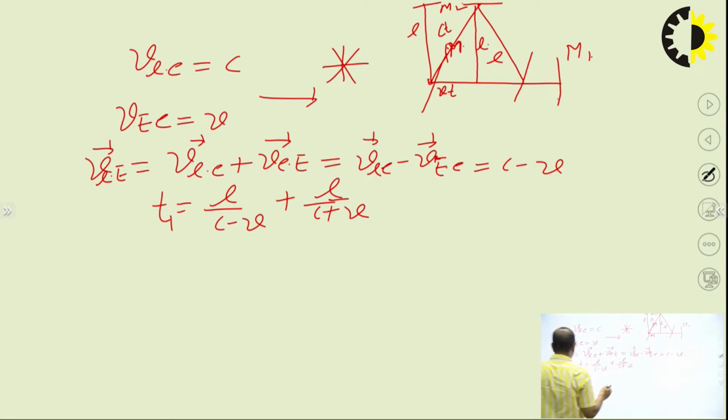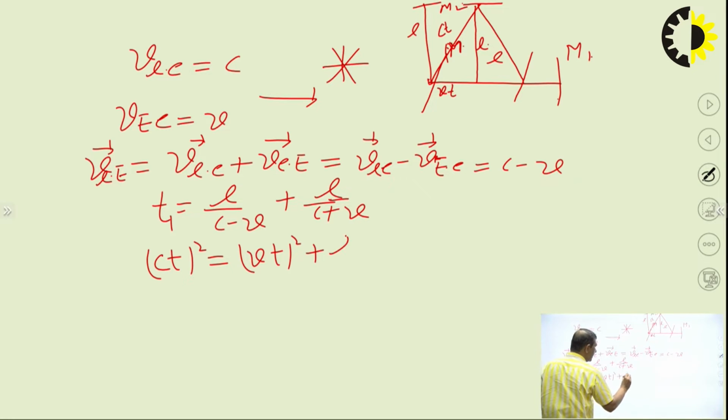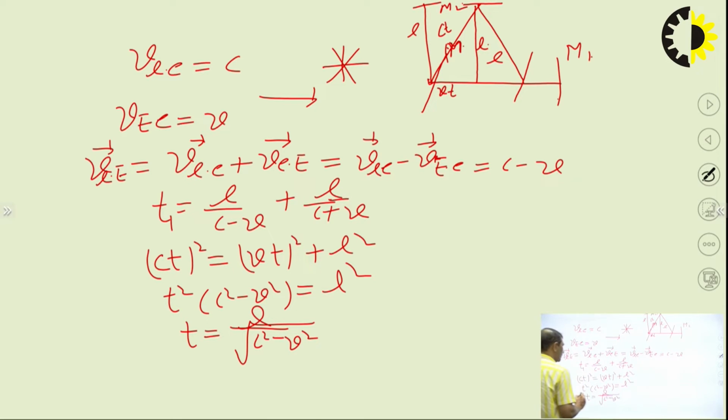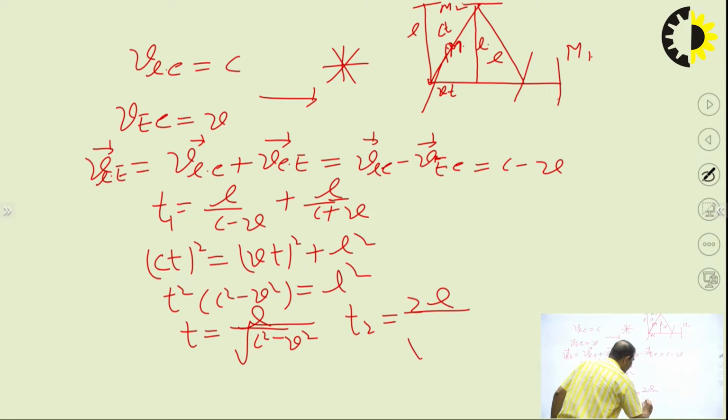So from this right angle triangle, we can easily estimate, with this distance being L, that ct squared is equal to vt squared plus L squared. Or we can write t squared times c squared minus v squared is equal to L squared, or t is equal to L divided by the square root of c squared minus v squared. So the total time t2 will be twice of this, that is 2L divided by the square root of c squared minus v squared.